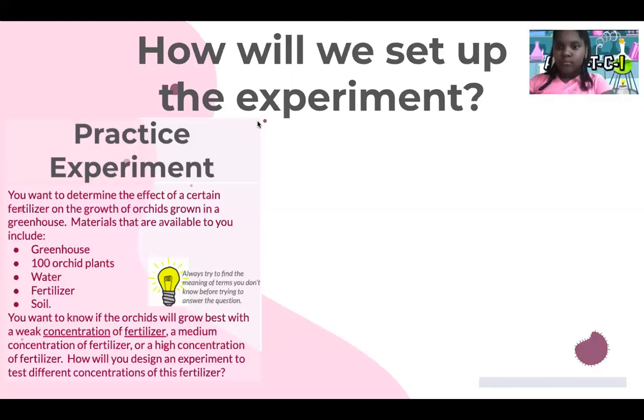If we have 100 plants and we are splitting them equally into 4 groups, how many plants are going to be in each group if I split the 100 into 4 equal groups? Kaylee, I see your hand raised. You may answer. There will be 25 orchid plants in each group.